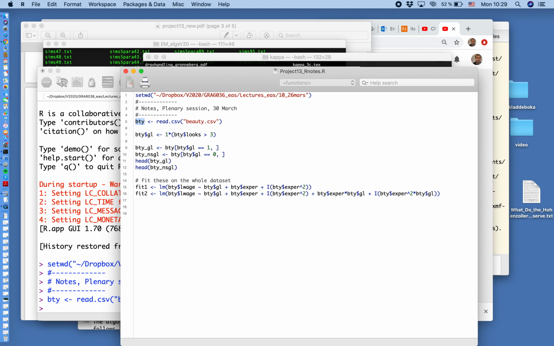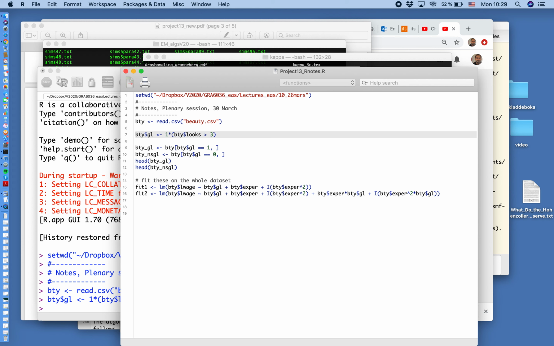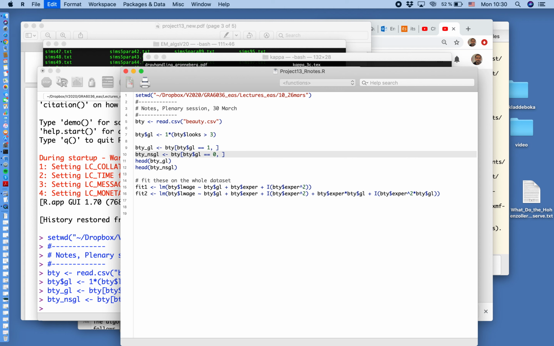Okay, so I'll go to my R script and I download the dataset, and notice that I call the dataset BTY because that's shorter than beauty. Now we make an indicator variable called GL for good looking, which takes the value 1 if the looks of this person is above 3 and 0 otherwise. Now we use this variable to split the dataset in two. We are not immediately going to use the two different datasets, but we can split it. So this is a dataset that only contains the good-looking people, and here is a dataset that only contains the not-so-good-looking people.